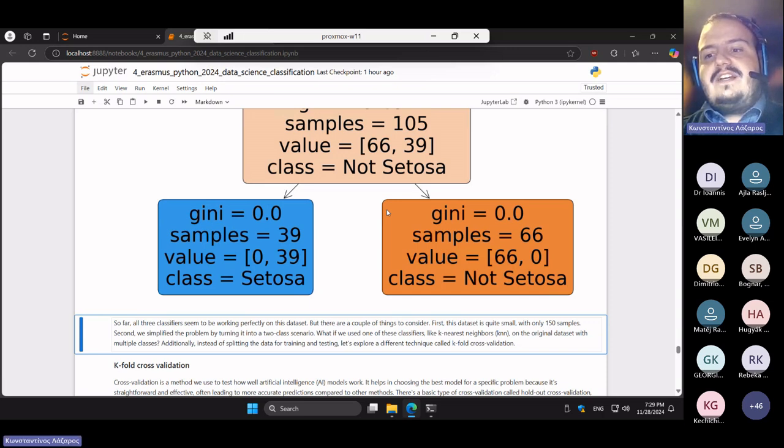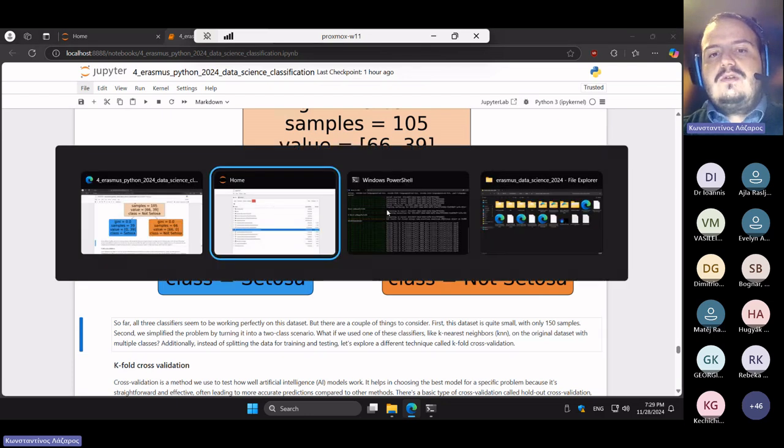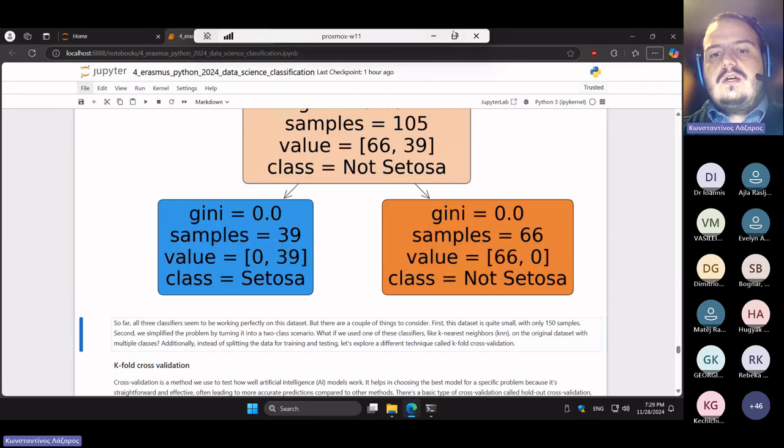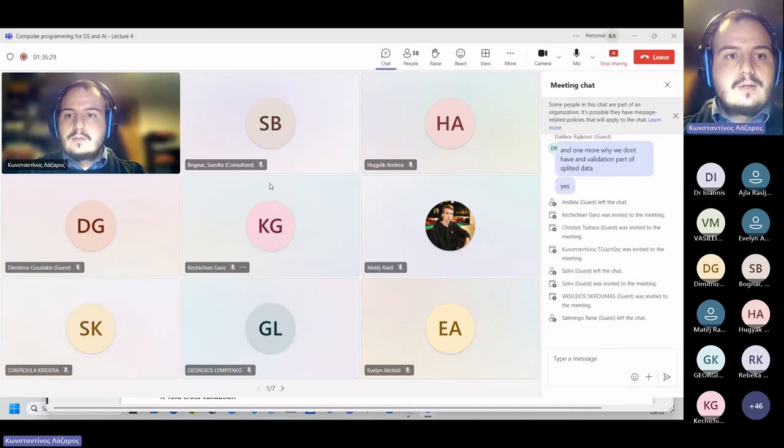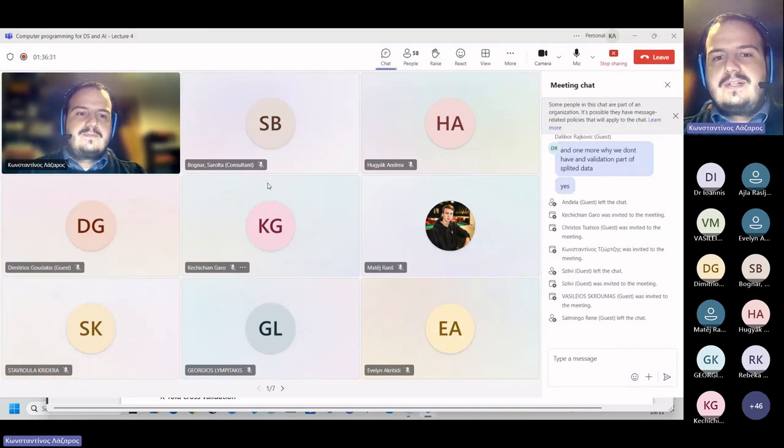So having said that, is everything clear as to how, or at least as clear as possible as to how, decision trees actually work? Are there any questions on that? Something that you would like to discuss up until this point?